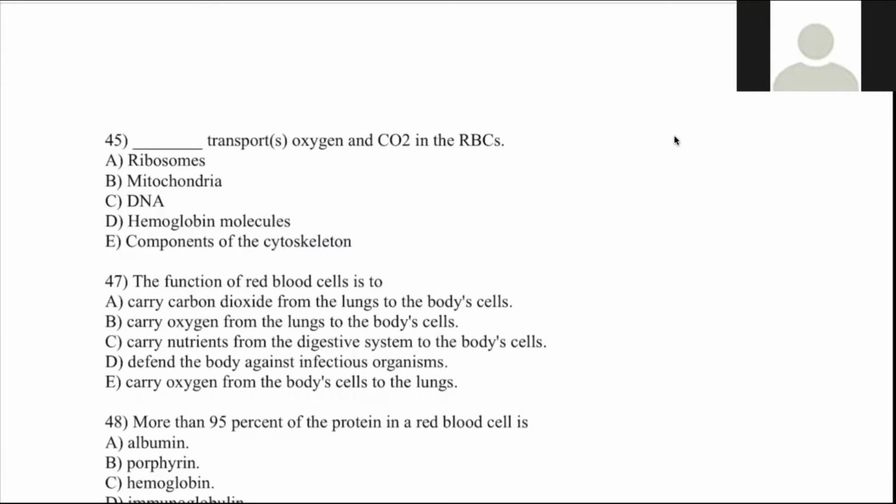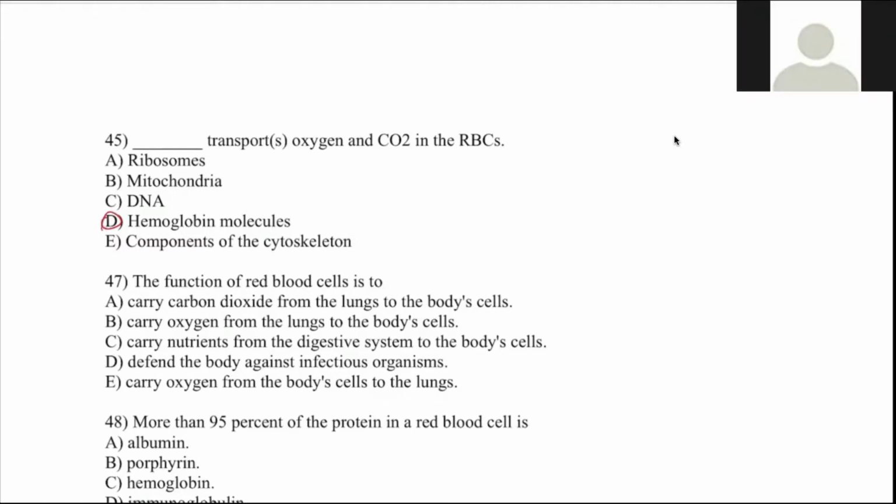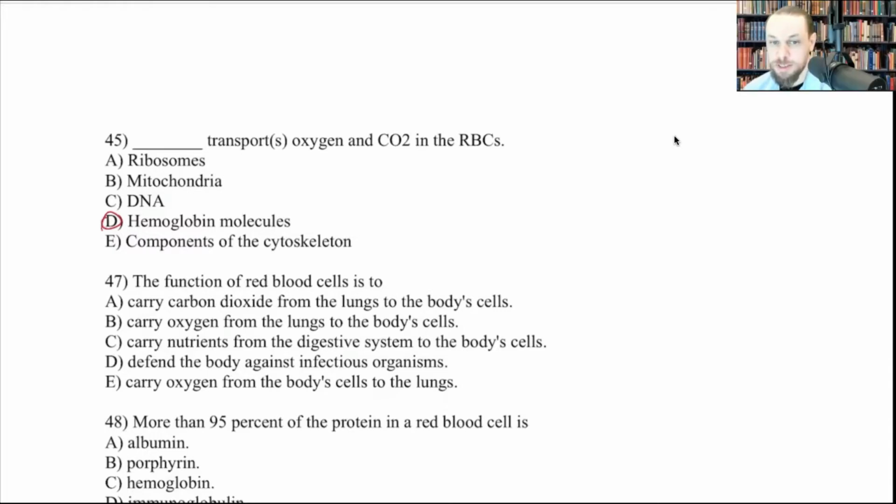Sorry, 45. Transports oxygen and CO2 in the red blood cells. I want to say D, hemoglobin molecule. Yeah, hemoglobin is correct. We talked about, right, specifically, it has pockets of iron, right, where it binds heme. The iron binds oxygen, and so that's what's going to be transporting oxygen.